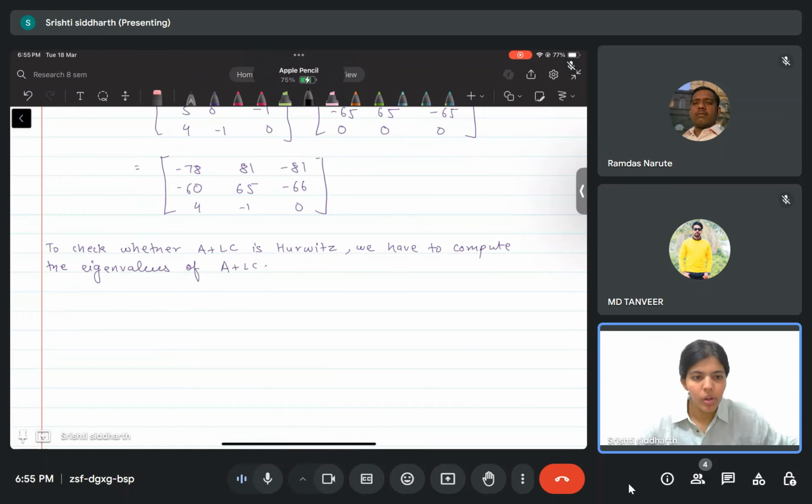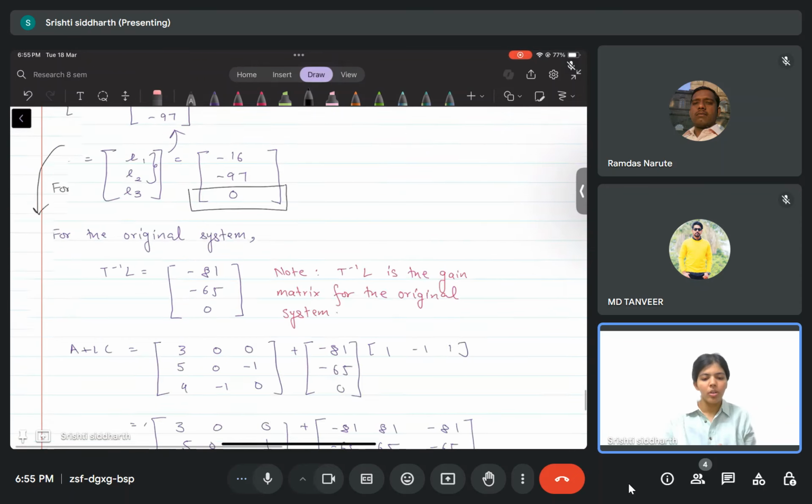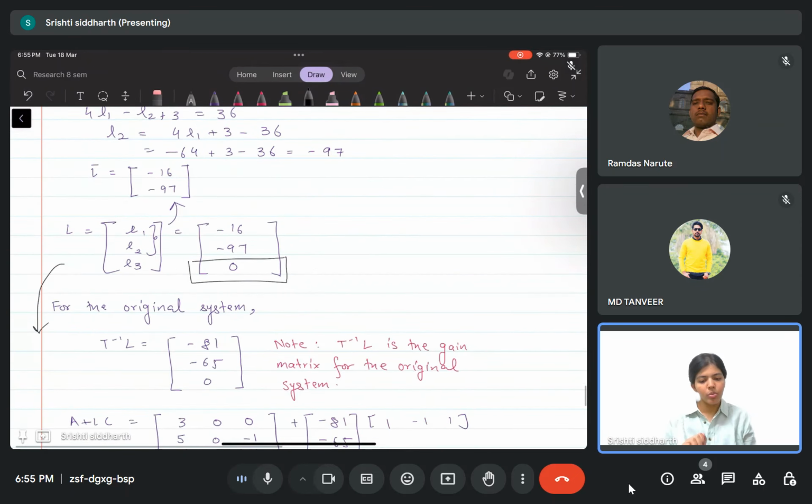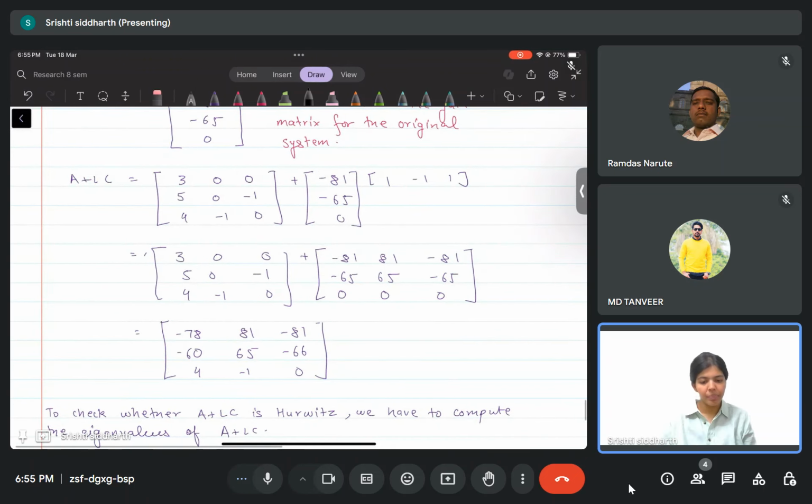So I hope that this question was clear to you. What we have done is, since the pair (C, A) was not observable, we have transformed the system to the standard form for an observable system. Then computed the gain matrix for the observable subsystem C0, A0, and then extended it to the third order system, which is the column gain matrix L1, L2, L3, and then formed A plus LC.